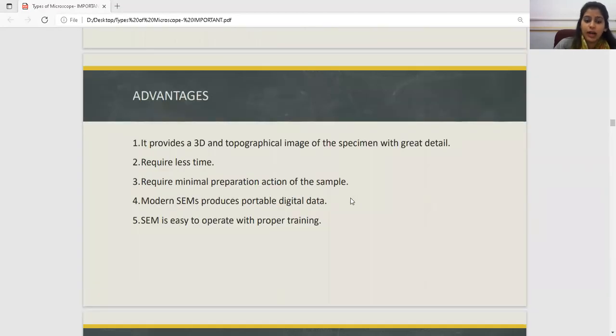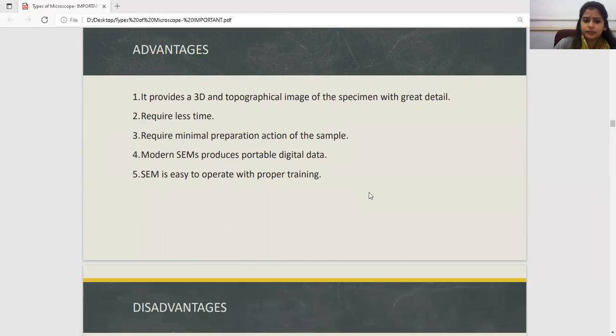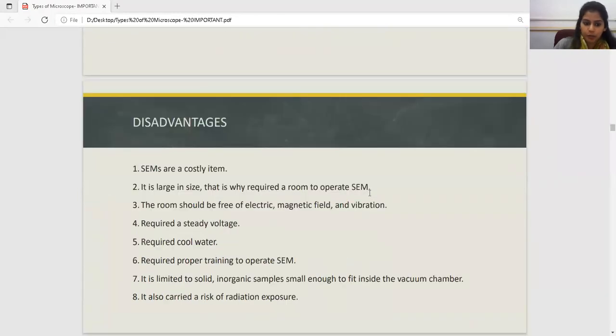They have their own advantages. A 3D structure or topographic image is formed, which is of super magnification, where great details can be visualized. Very little time is required. Minimal sample preparation is required. It produces, of course, digital data, and it is easy to operate with proper training.